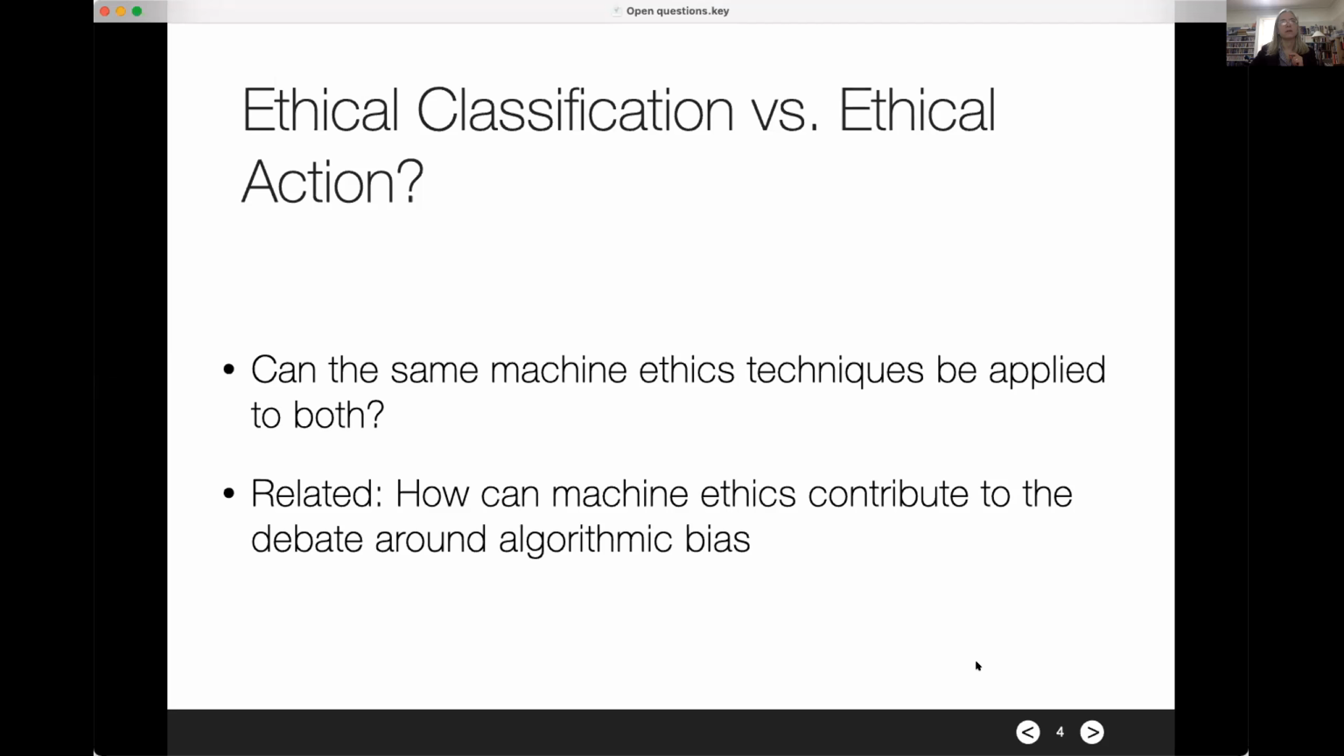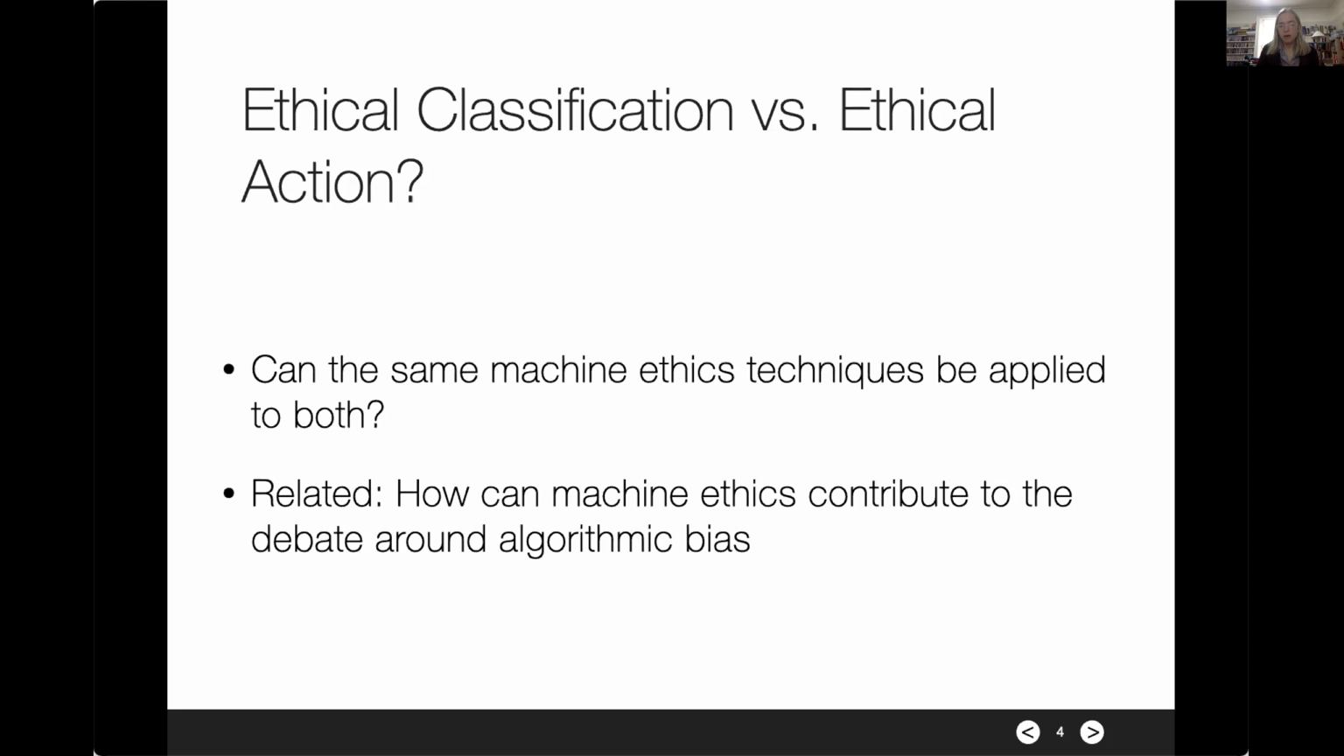Ethical action. Yes, I touched on that briefly. We've always looked at, mostly, what actions should the machine do? But obviously we use machines not just to perform actions in the world. In particular, there's lots of interest in AI and ethics as a field more generally in classifying systems. And so is there such a thing as an ethical classification? And can the sort of techniques we've used in machine ethics also be applied to this question of what's an ethical classification? And of course, that immediately gets us into the kind of questions around algorithmic bias.